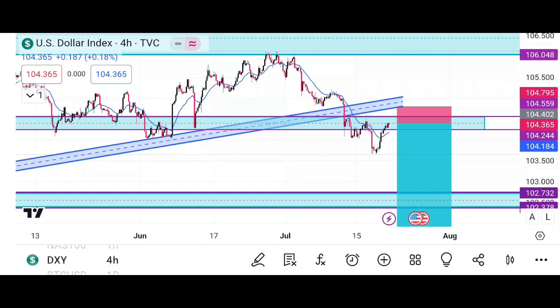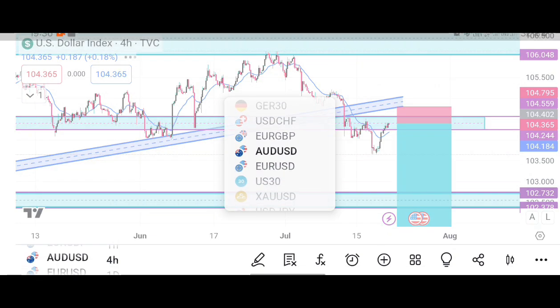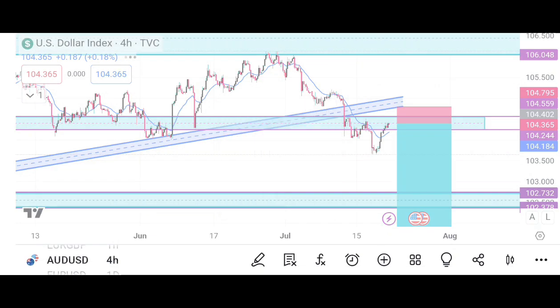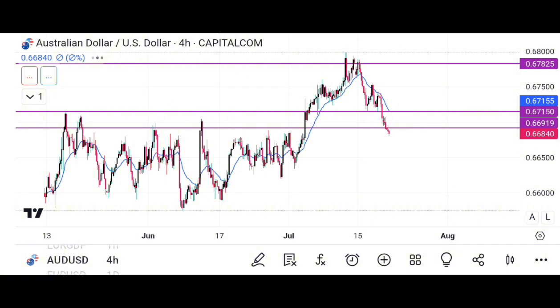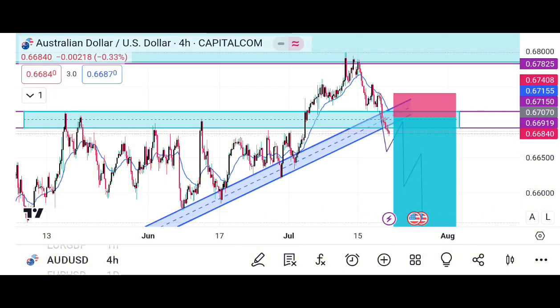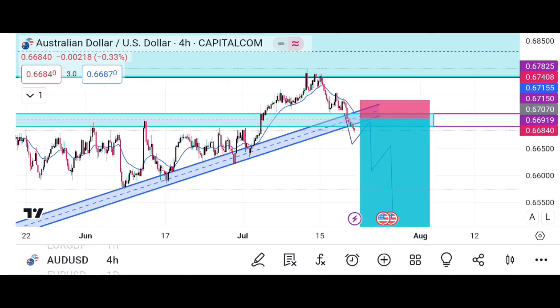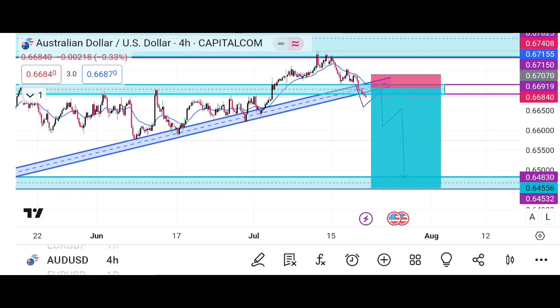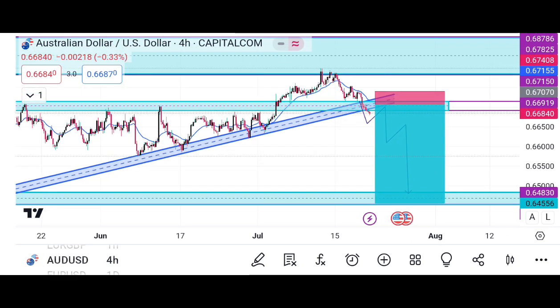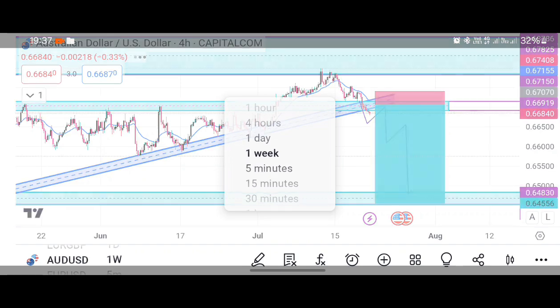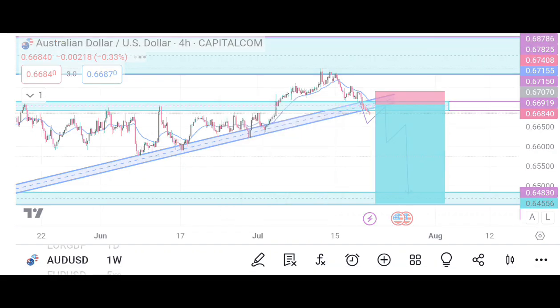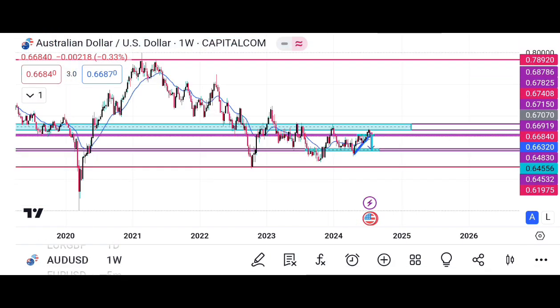So since we are done with the analysis for DXY, we are going to be moving to AUD USD. Since I've analyzed AUD USD earlier in the morning, I'm just doing a continuation. Let me go first to my weekly time frame and explain this.